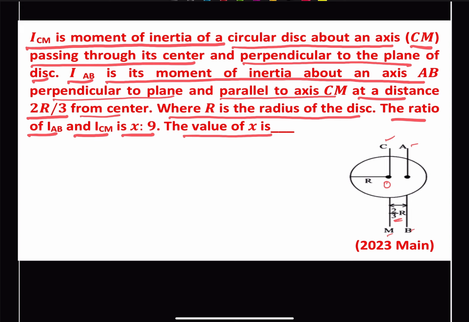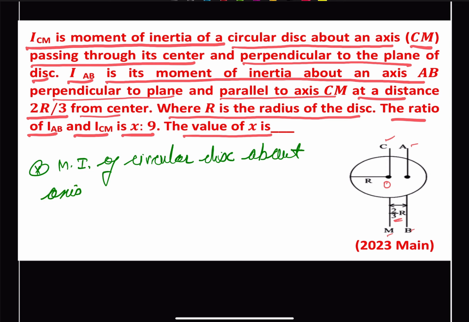So first of all, we are going to take the main axis and write the formula for our center of mass, and that is our standard formula. So we can say that the moment of inertia of a circular disc about its central axis, axis CM, which is given to us as ICM, will be equal to 1 by 2 mr square.